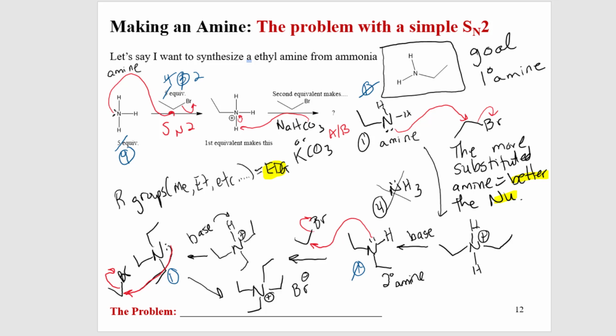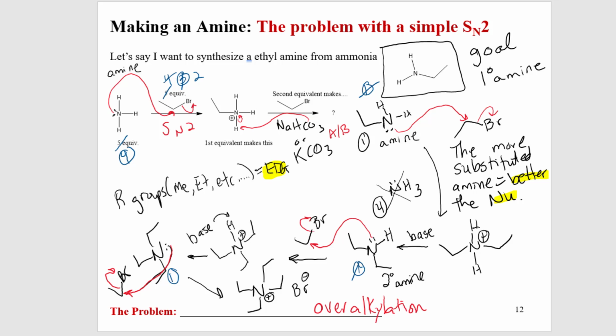That is not what I was hoping for when I set out on the goal of making this primary ethylamine. It went nuts. It's just that the product kept getting more and more nucleophilic and out-competed the starting material. And so the problem that we end up having is called over-alkylation.